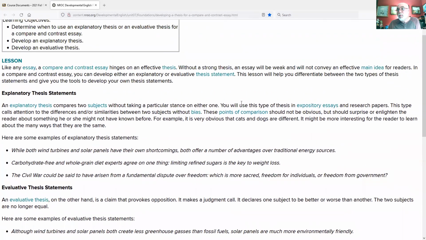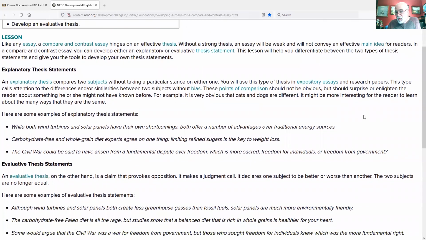So now we're going to do an explanatory thesis statement for this compare and contrast. So you're not going to take a position, but you want it to be interesting, right? So, while both wind turbines and solar panels have their own shortcomings, both offer a number of advantages over traditional energy sources. So then the reader's going to say, oh, well, what's that? And then you've got to read your book, then you go on with the rest of your essay.